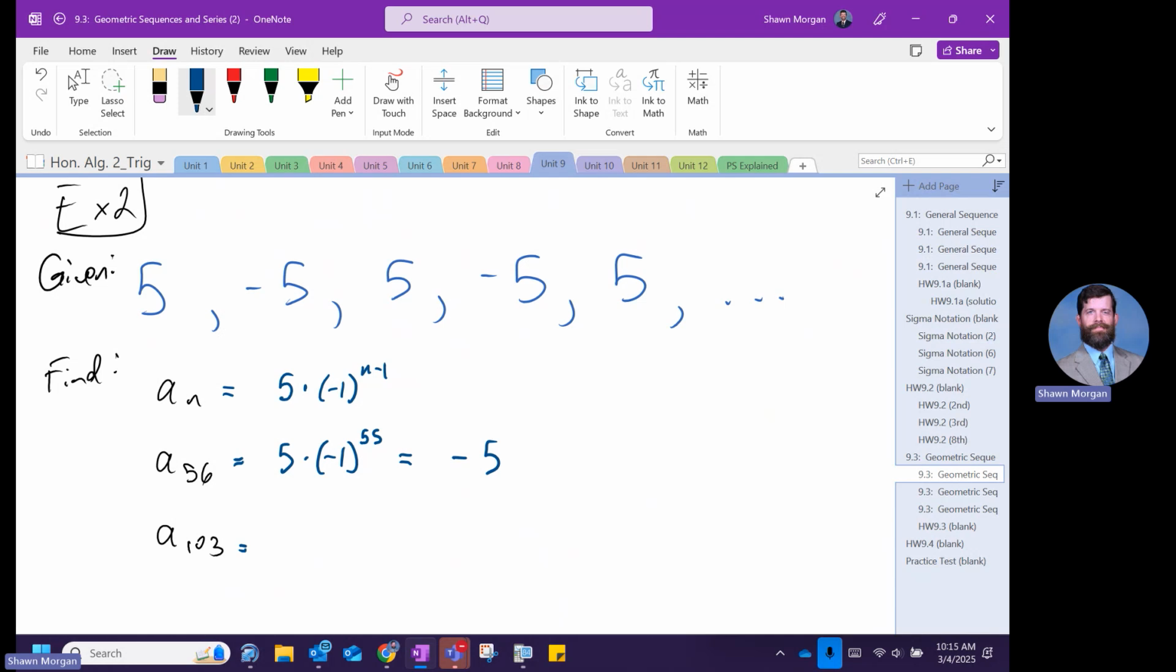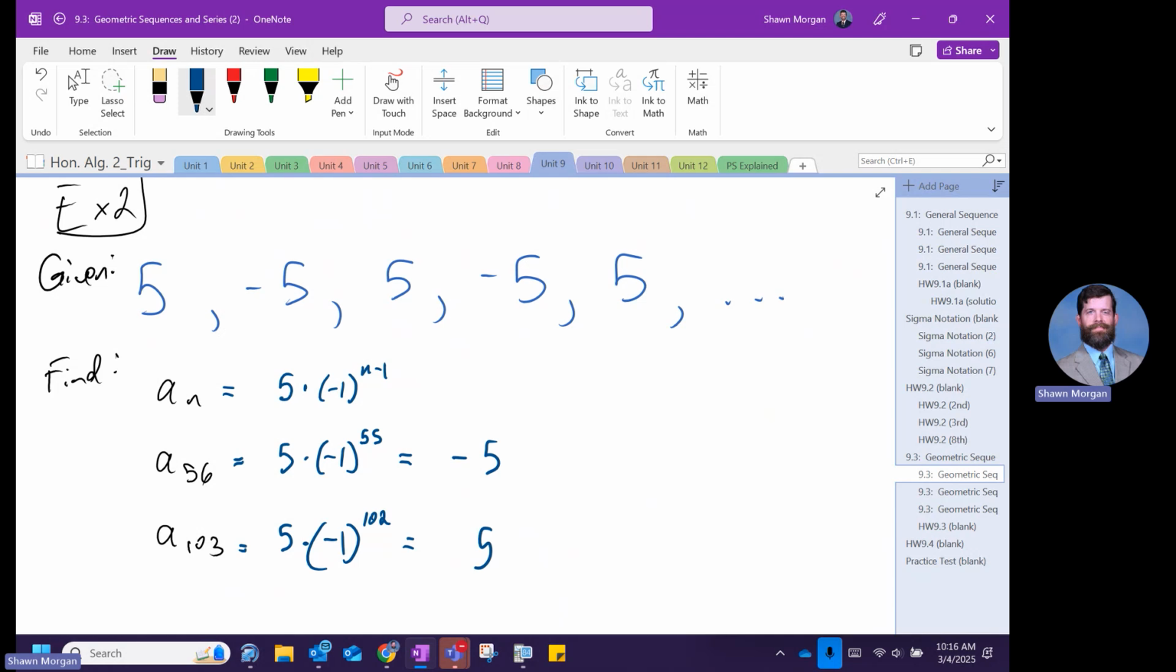Nash, how'd you know that so easily? Yeah. -1 raised to an odd power. Here we got 5 times -1 to the 102nd. So we know that's going to be +5. All right. Now that's pretty boring. That's pretty trivial. They just bounce back and forth.